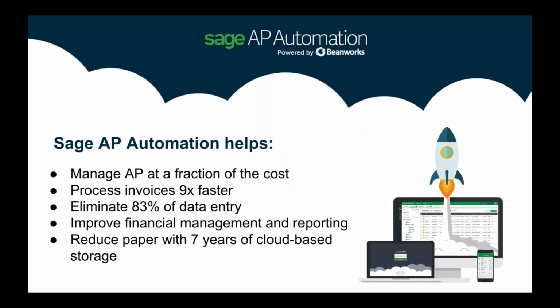But there are some other benefits to automating AP. One is manage AP at a fraction of the cost. So it's going to save money. Process invoices 9 times faster than what you're doing right now. It's going to eliminate 83% of the data entry that is being done right now. It's going to improve financial management and reporting, and reduce paper with 7 years of cloud-based storage for you.